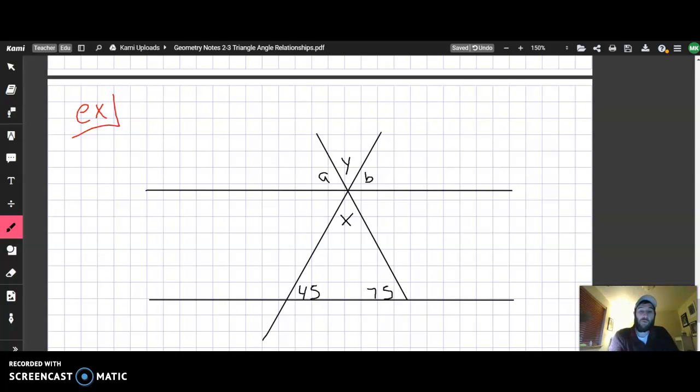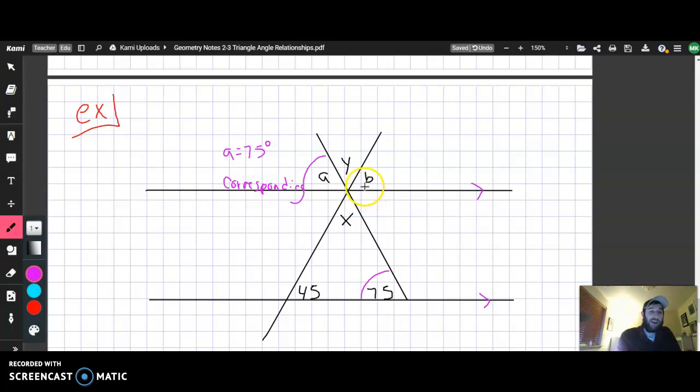But we know that these two lines are parallel. And so if I compare this 75-degree measure with that angle A, they're matching. They're both in that top left-hand corner. And so A is corresponding with angle 75. And we already know that corresponding angles are congruent. So our value of A is 75 degrees because they're corresponding angles.